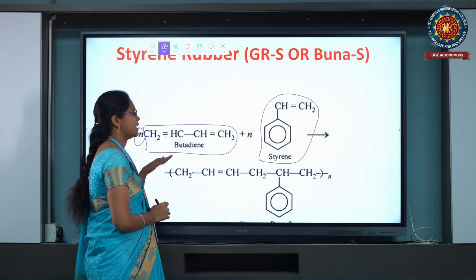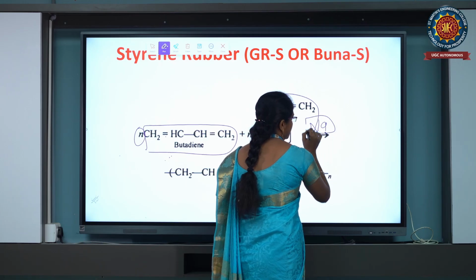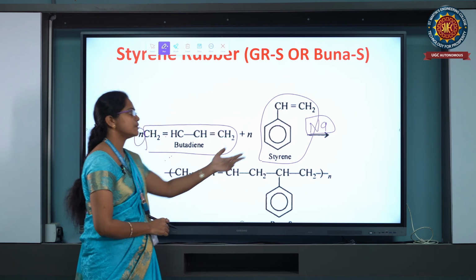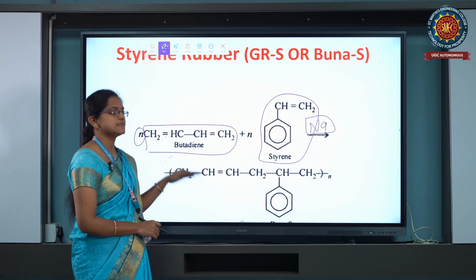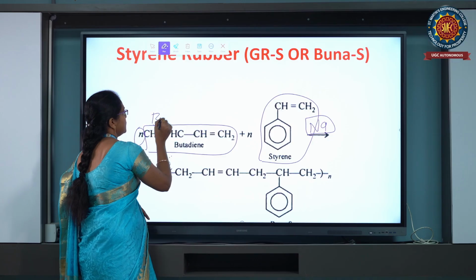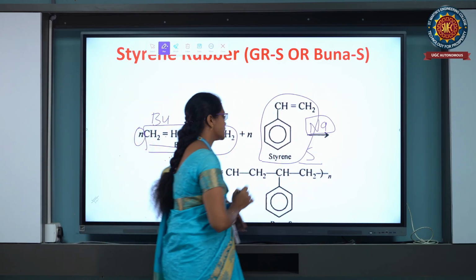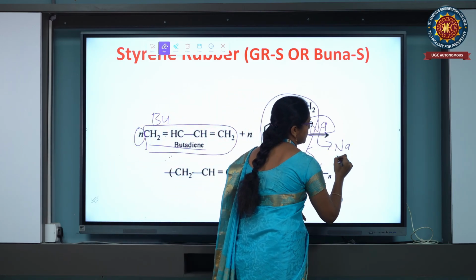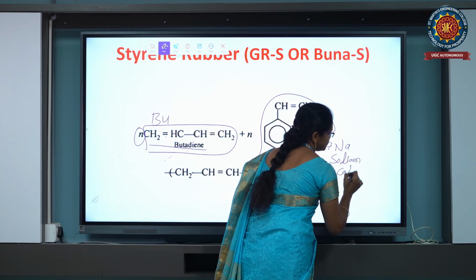Okay, these butadiene and styrene react in the presence of a sodium catalyst. This is very important: only in the presence of the sodium catalyst can you prepare it. Without the sodium catalyst, you cannot prepare it. Butadiene, you remember it, Bu means butadiene. S means styrene. Na means sodium catalyst.